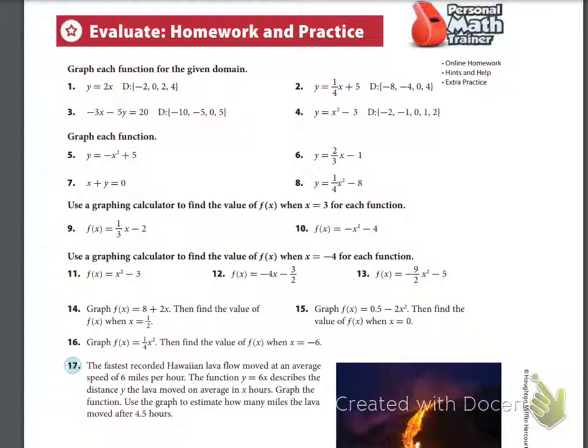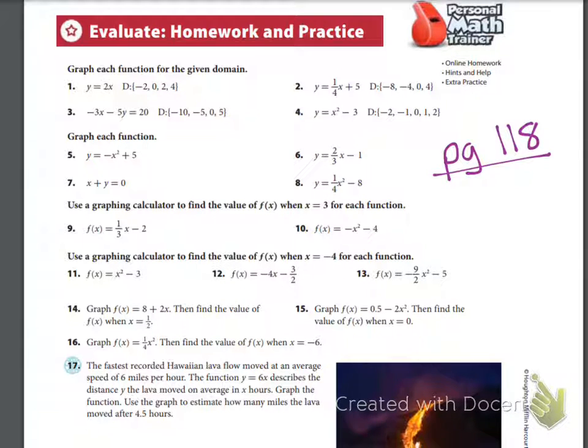What I'm going to do is show you guys how to use the graphing calculator as a tool for this part. If you notice this page, we did this in class a few days ago. I'm going to show you guys how to do number 9 from page 118.